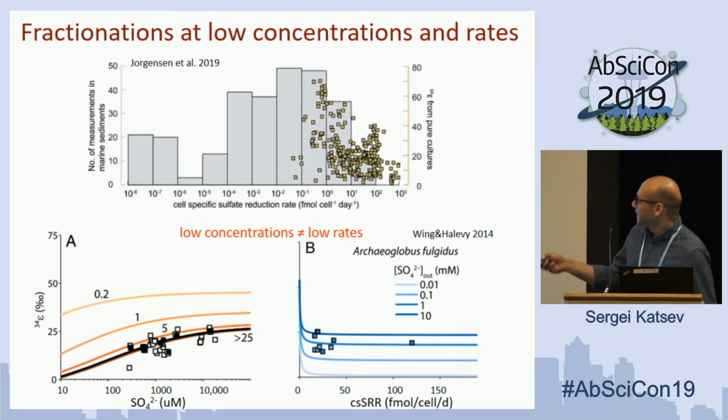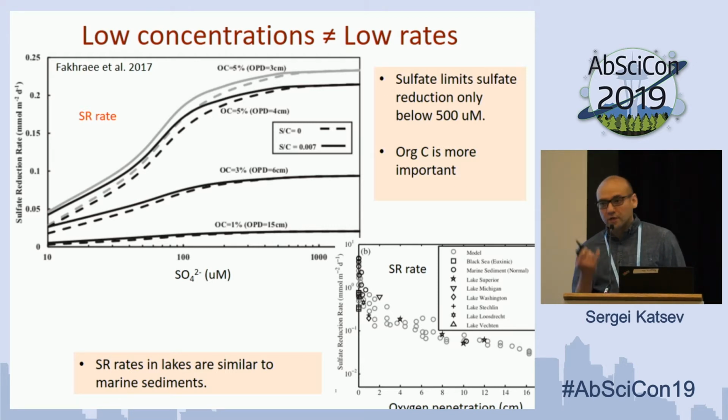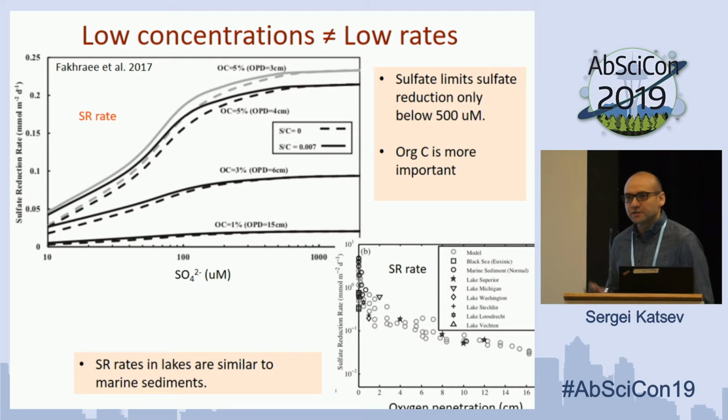We lack data on low cell-specific sulfate reduction rates. Low cell-specific reduction rates, however, are not necessarily associated with low concentrations. Below about 500 micromolar of sulfate, sulfate reduction rate starts being limited by sulfate, but organic matter is still important. So when you look at the sulfate reduction rates in lakes, where concentrations of sulfate are just tenths of micromolar, they're not that different from marine sediments, where concentrations of sulfate are 1,000 times greater, because they're controlled mostly by organic matter. So we probably don't need to look that deep into marine sediments to find those low cell-specific rates.